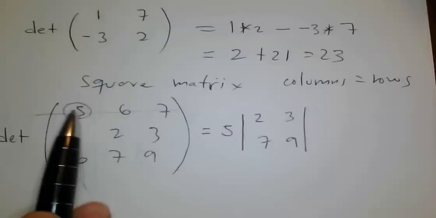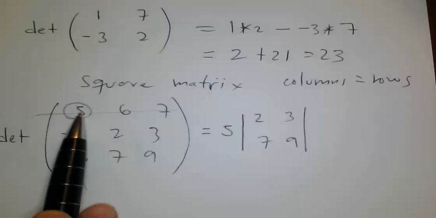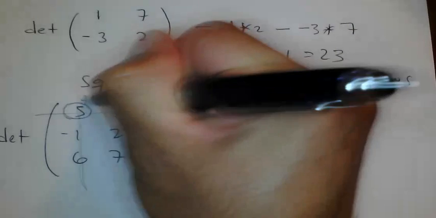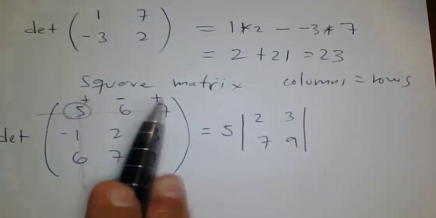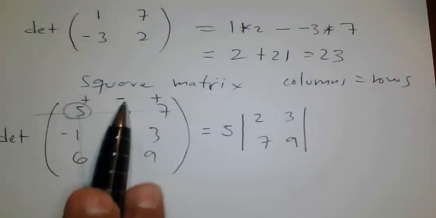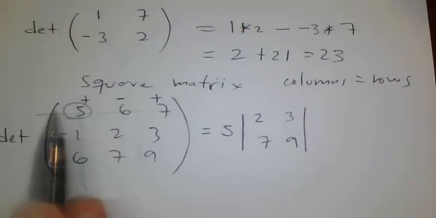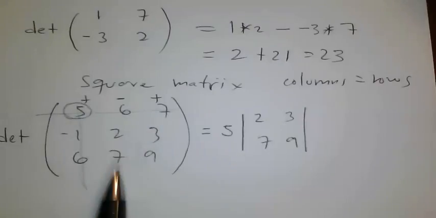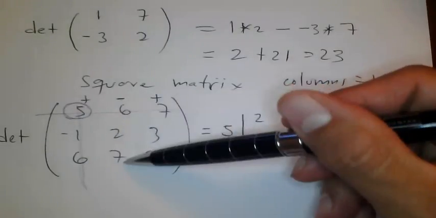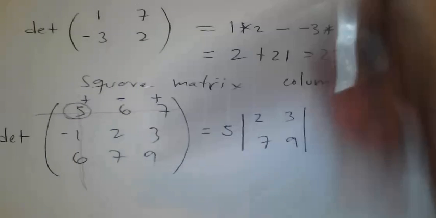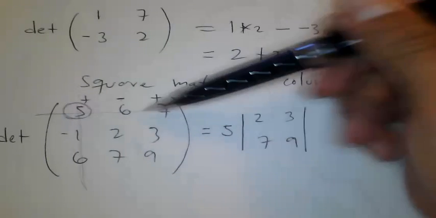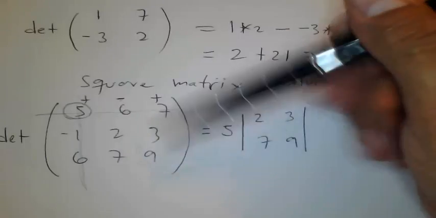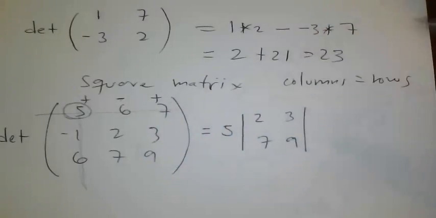We compute the determinant of this times 5, and then we follow some rules with the signs. The first is a plus, then a minus, then a plus. The plus means we keep whatever sign the number has, the minus means we change the sign. We can go along any row or any column to compute the determinant. Usually, because we have the flexibility, we pick the one that has the most zeros, because that will simplify the computations.